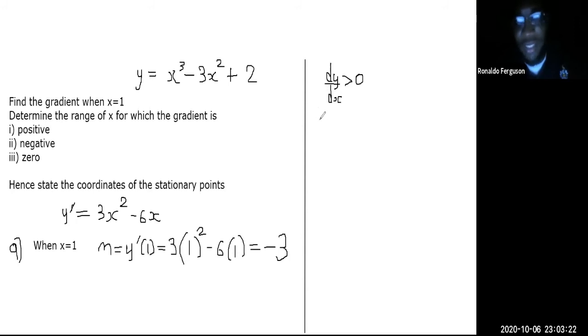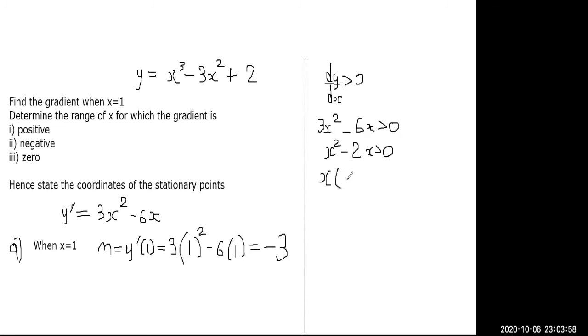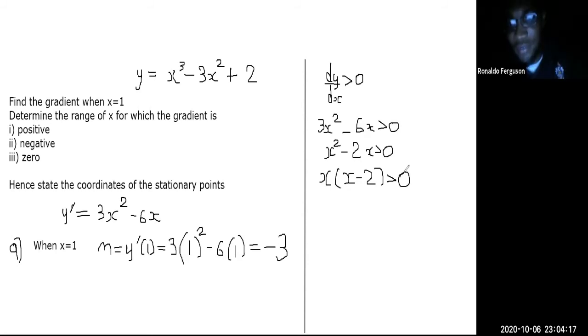So to determine the range when it is positive, we're going to be solving 3x squared minus 6x greater than 0. To solve this equation, we can divide through by 3 to get x squared minus 2x is greater than 0. And so what we're getting is x times x minus 2 is greater than 0. So as you said, factor out x. Very good. So what's the solution? x is greater than 2, or x is greater than 0.